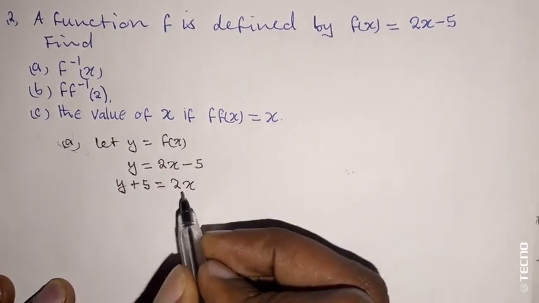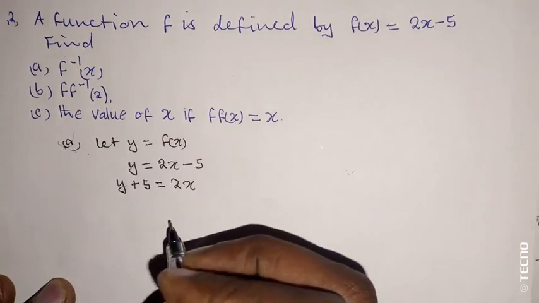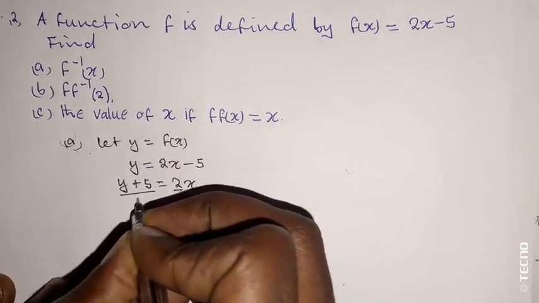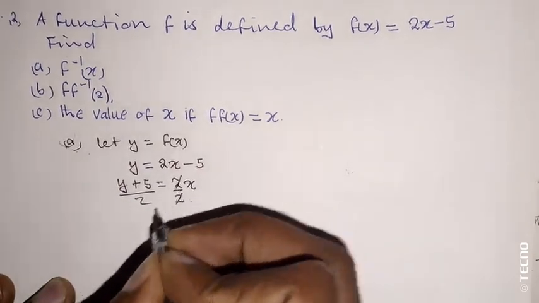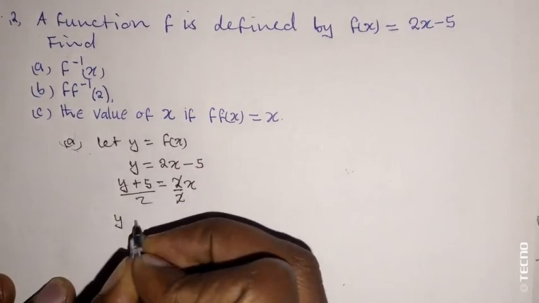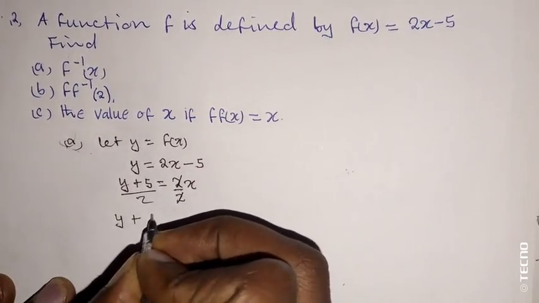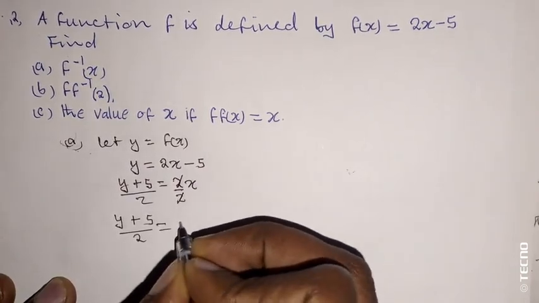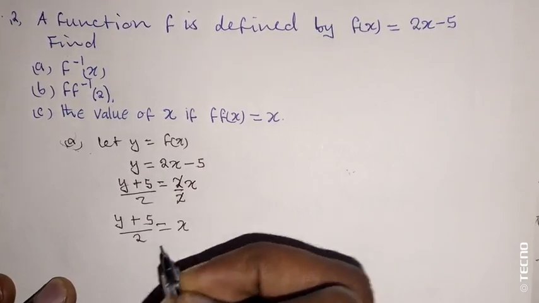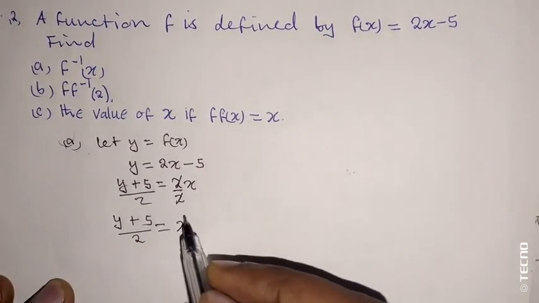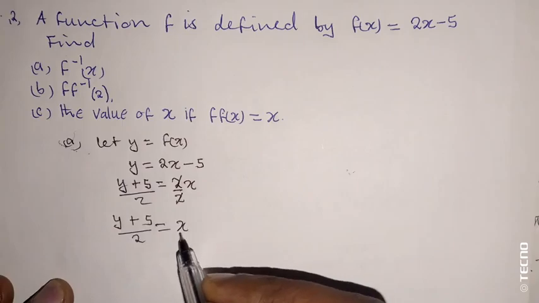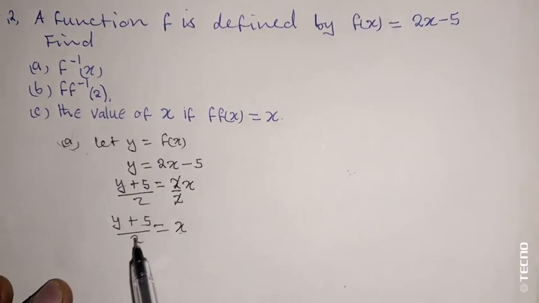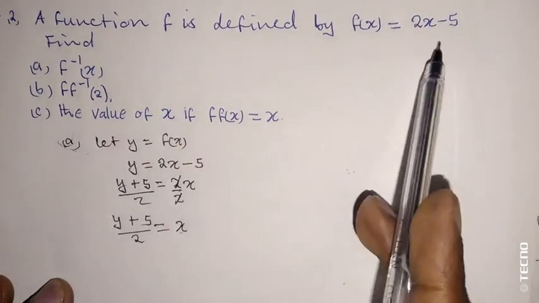So y plus 5 is equal to 2x. Remember, I'm saying that we make x the subject of the formula. So here we divide throughout by 2, even this side by 2. So there it goes: you have y plus 5 over 2 is equal to x. So now where there is x, you replace it by the inverse. So this is the inverse function to this one.